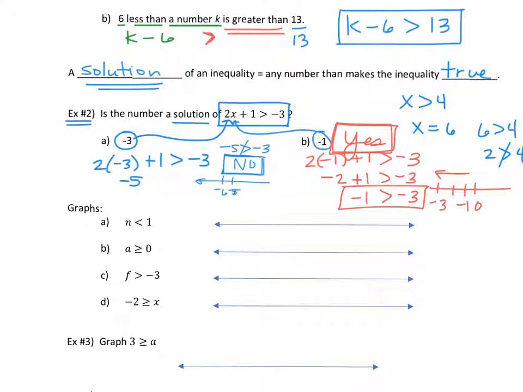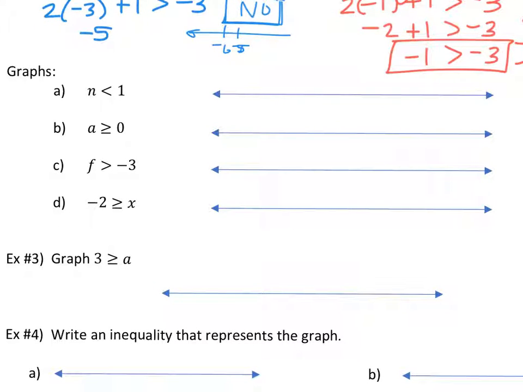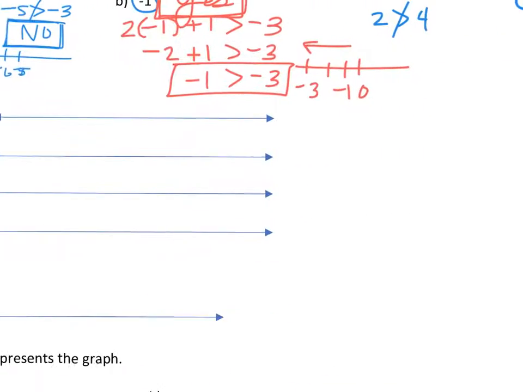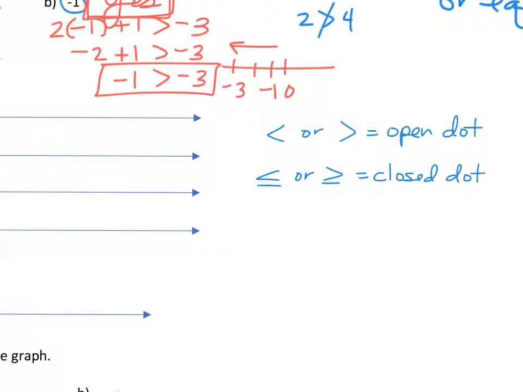Okay, so now you're going to need to know how to graph these because then we're going to solve some and you will have to graph it. So your graphs, we're just going to do one of each type of symbol. What you need to note, maybe we'll put this over here, is this. When you have less than or greater than, you're going to do an open dot. When you have less than or equal to or greater than or equal to, you're going to have a closed dot. Okay? I want you to think about why.